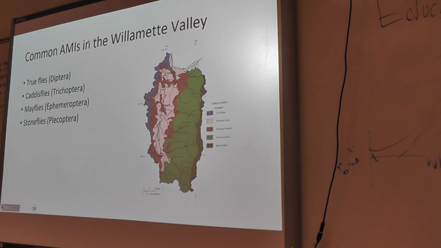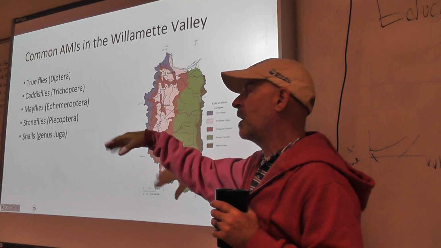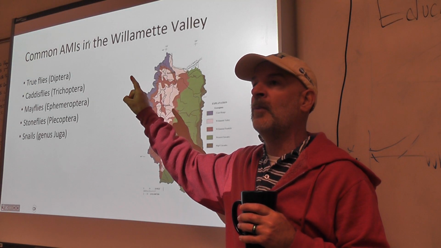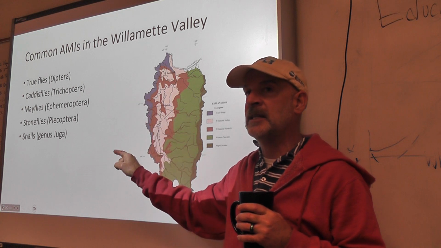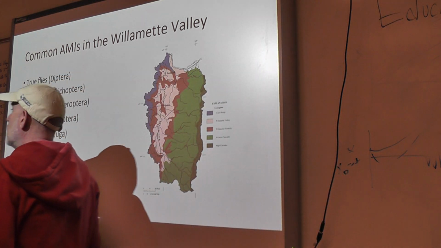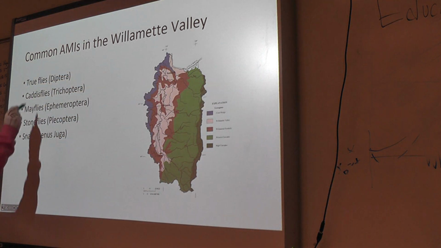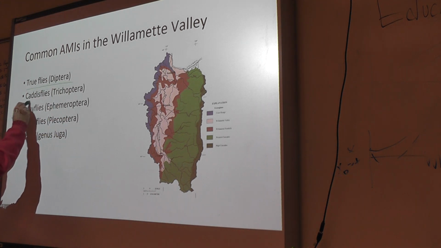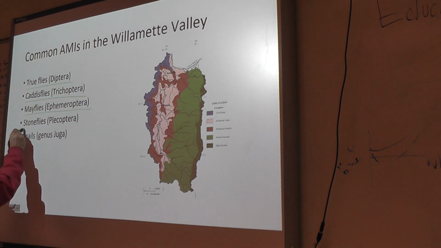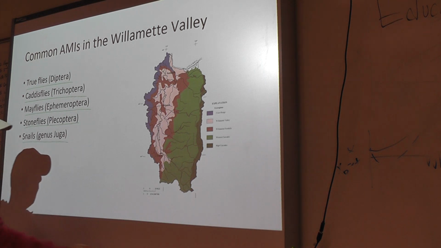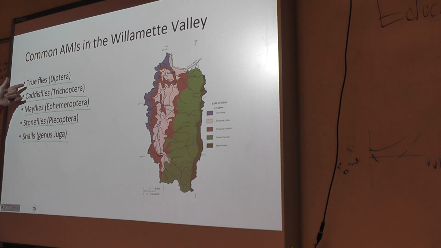In the Willamette Valley, there's a bunch that we're gonna look at. You do need to write this down, but what I want you to do is add a little bit of space after each one of these things. We're gonna look at true flies, caddisflies, mayflies, stoneflies, and snails. Write down all those names while I'm talking, but leave a little bit of space, because I'm gonna add a little bit of information for you to write down that will help you identify them, okay?